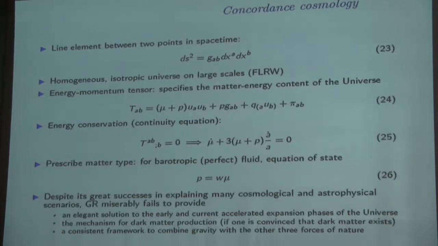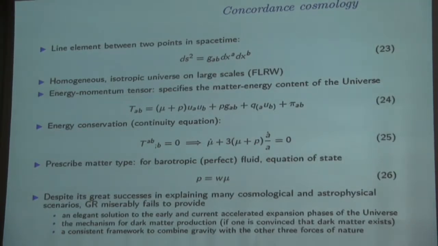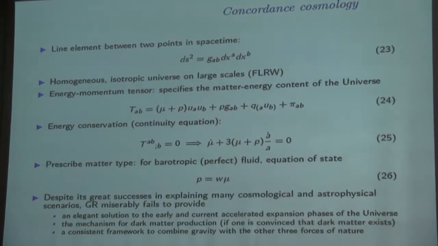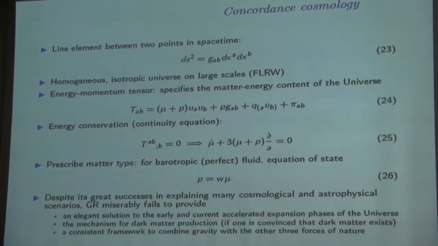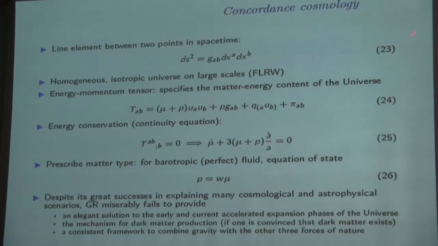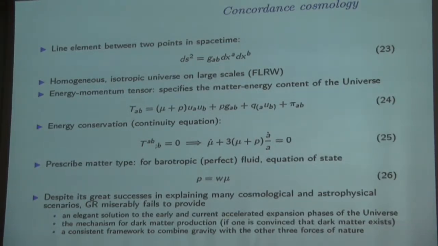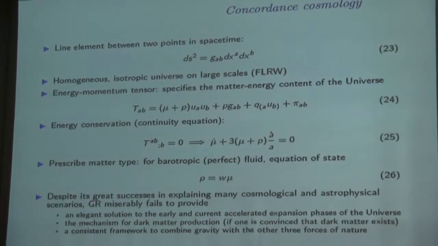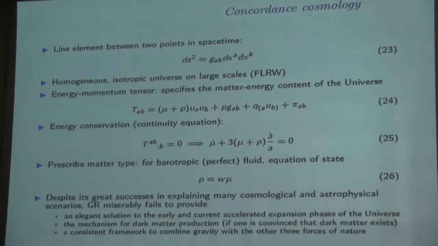So GR describes the kind of concordance cosmology that I briefly described, but despite its success in explaining certain astrophysical phenomena, we all know that it has three very crucial shortcomings, namely the nature of expansion, both during the early universe and the late universe. We have no mechanism of explaining dark matter production, and we also need a consistent theory that combines gravity with the other three fundamental forces of nature.